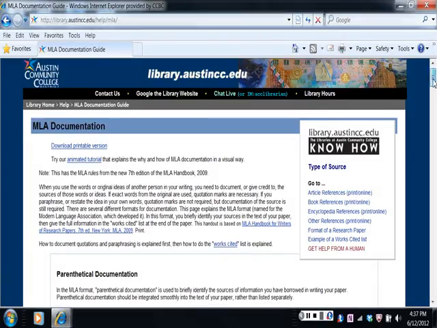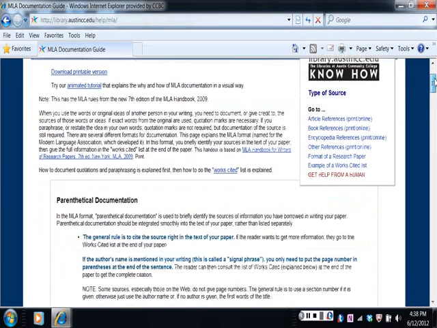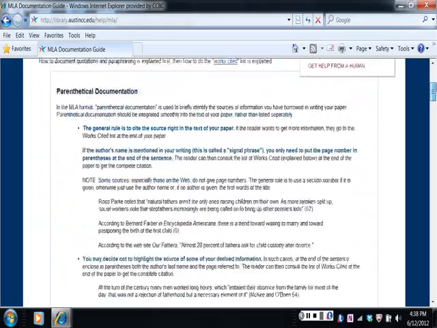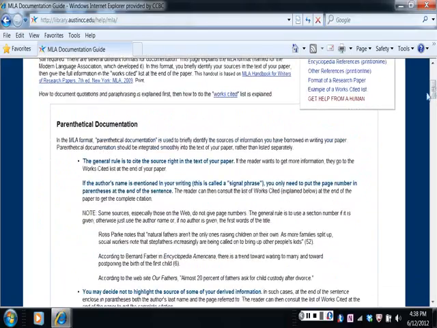Now, the document that I have up on the board, it comes up if you Google MLA documentation. This is the first site that comes up. But there are many sites that include very similar information. So inside your paper, you have to have parenthetical documentation.